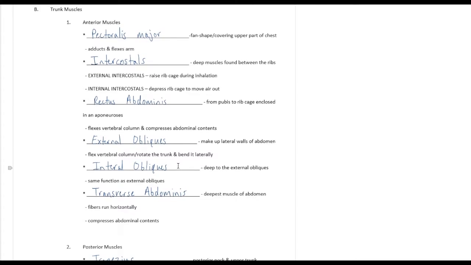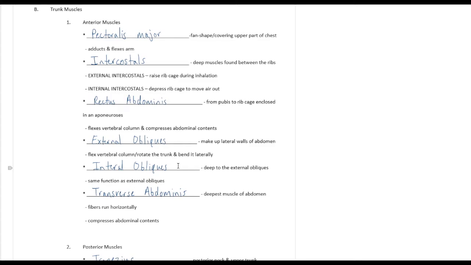So then we have our trunk muscles. We have our anterior muscles. We have our pectoralis major. This is the fan shape covering the upper part of the chest. It adducts and flexes the arm. We have intercostals. These are the deep muscles found between the ribs. So we have two different types of intercostals: the external intercostals and the internal intercostals. The external is going to raise the rib cage during inhaling, and the internal is going to depress the rib cage when we exhale, which either opens up the chest or closes the chest due to needing it for lung function.